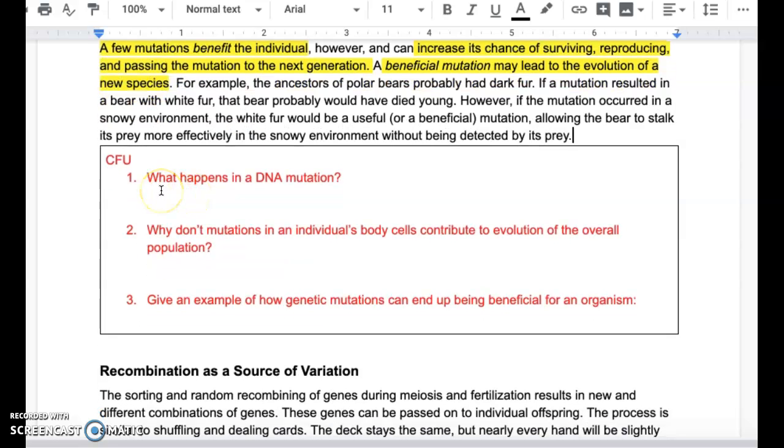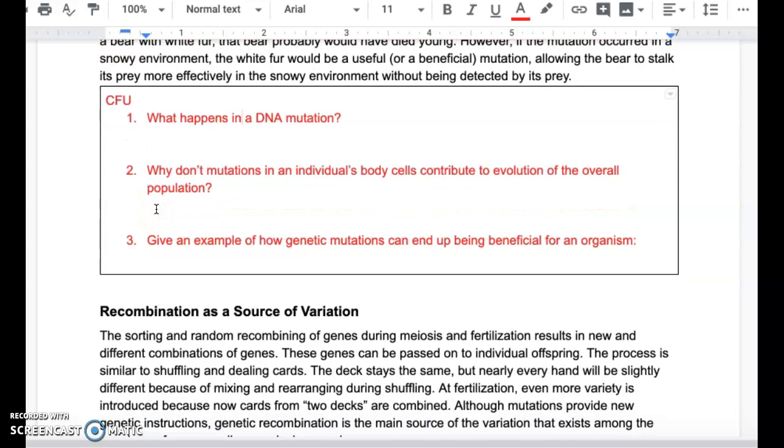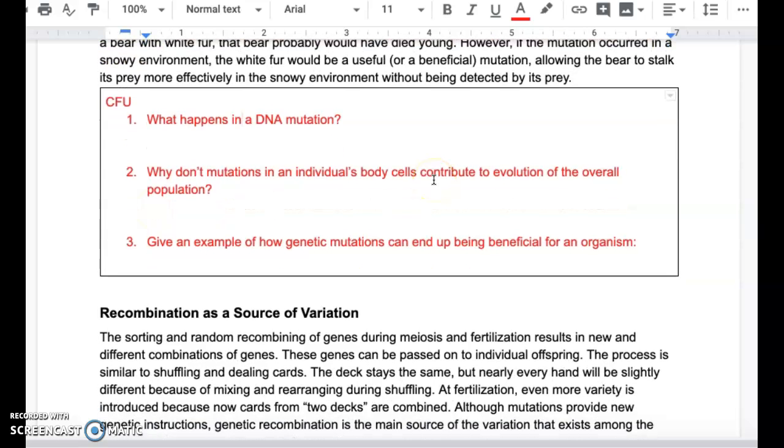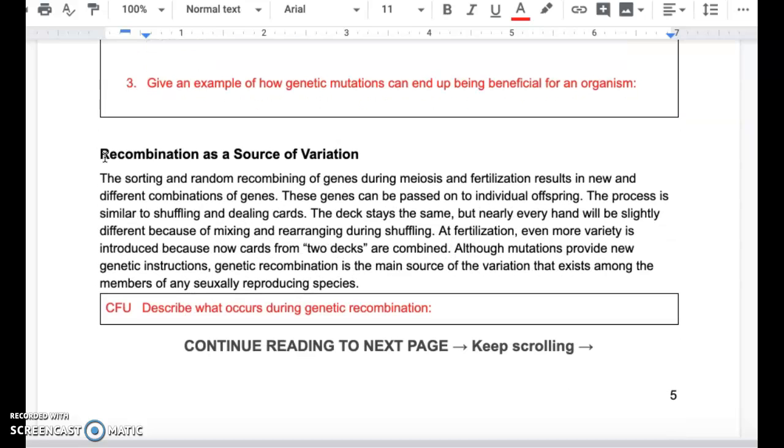So for your check for understanding, you're going to pause and answer these three questions. 1, what happens in a DNA mutation? 2, why don't mutations in an individual's body cells contribute to the evolution of the overall population? And 3, give an example of how genetic mutations can end up being beneficial for an organism.